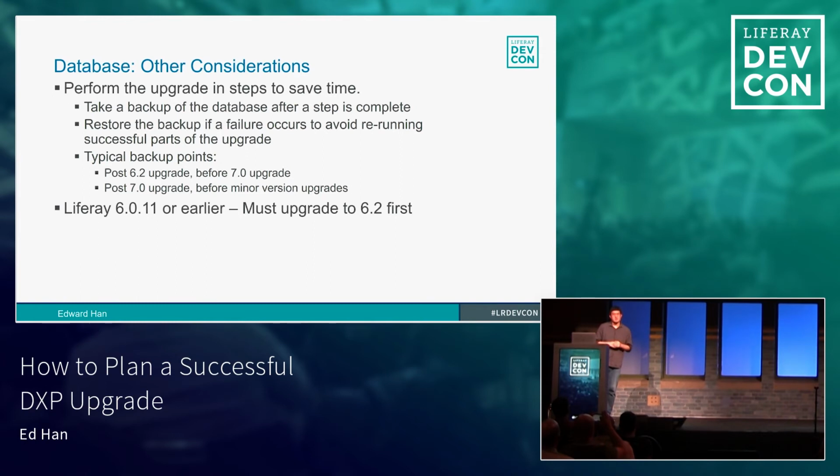So the typical breakpoints I see are between 6.1 and 6.2, between 6.2 and 7, and then right after 7 before it runs the upgrade task for the minor versions. So 7.0.1, 7.0.2, and so on.